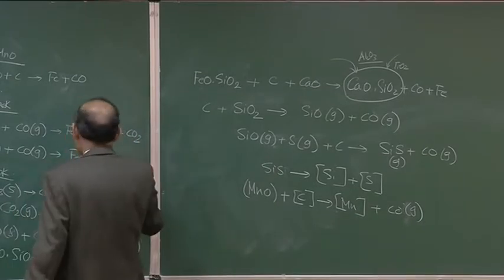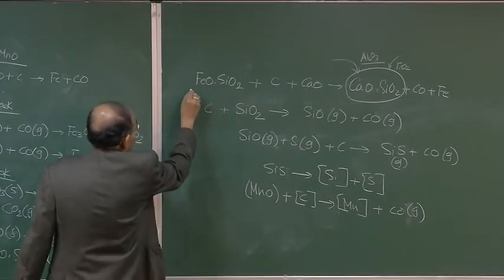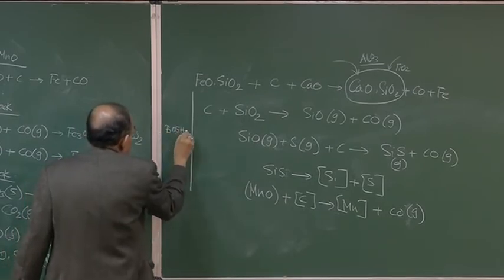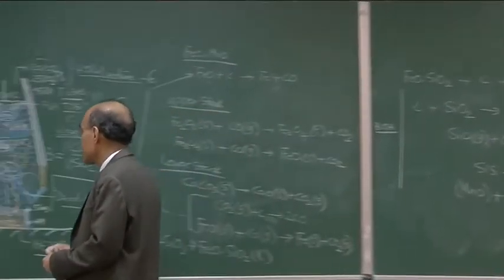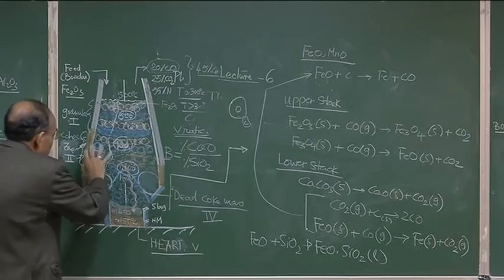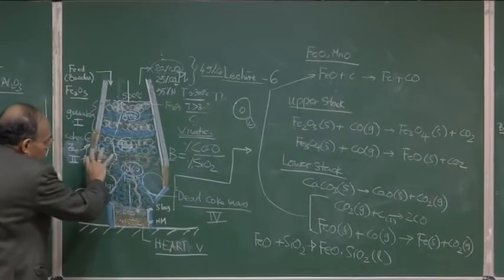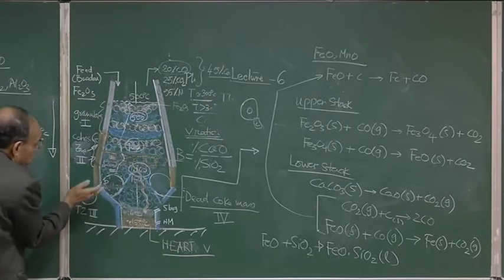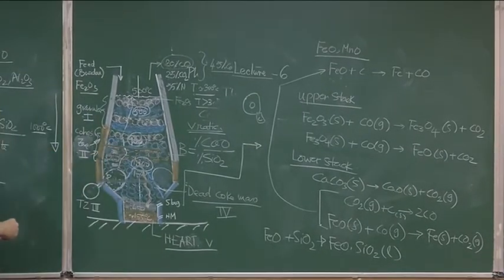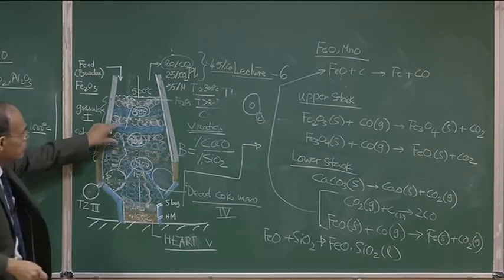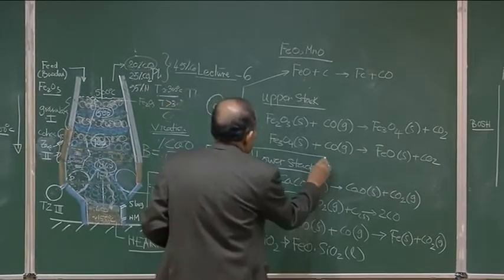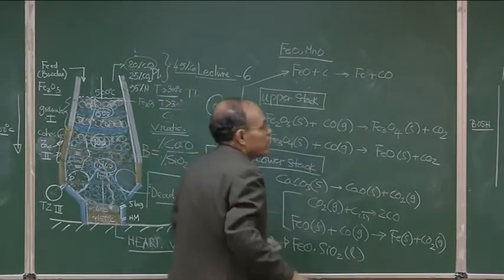I would say that in the lower stack and below the lower stack, these reactions could be taken to be in the Bosch part of the furnace. Bosch is this particular part, the vertical, bell shaped part, and a little bit of this. It is not above the stack, of course, and then below the cohesive zone. So lower stack, upper stack, and then Bosch region, these are the reactions.